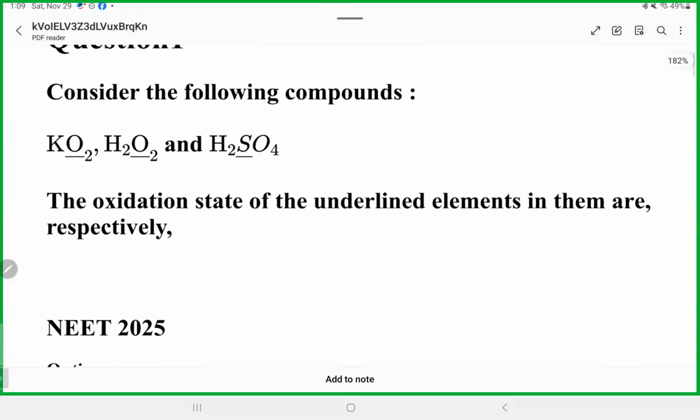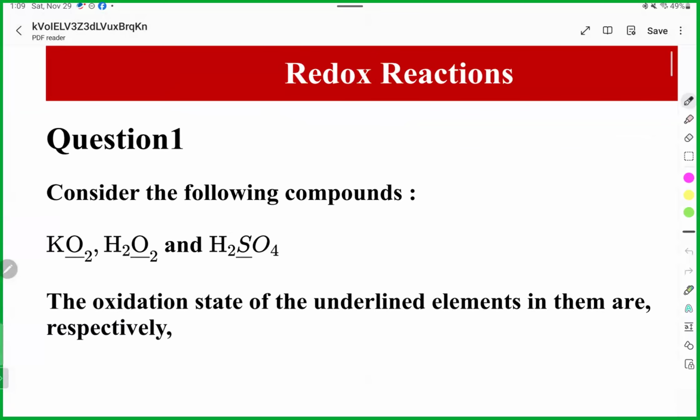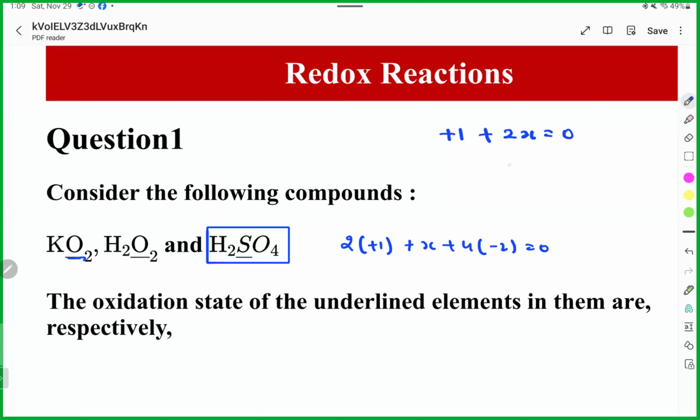See, a 2020 NEET question. So, how to calculate? Sulfur we already know. 2 hydrogen, sulfur we have to calculate, 4 oxygen. And how to calculate for oxygen? Potassium has +1 because it is in the first group. 2 oxygen, 2x equals 0. So 2x will be equal to -1 and x will be equal to -1/2.